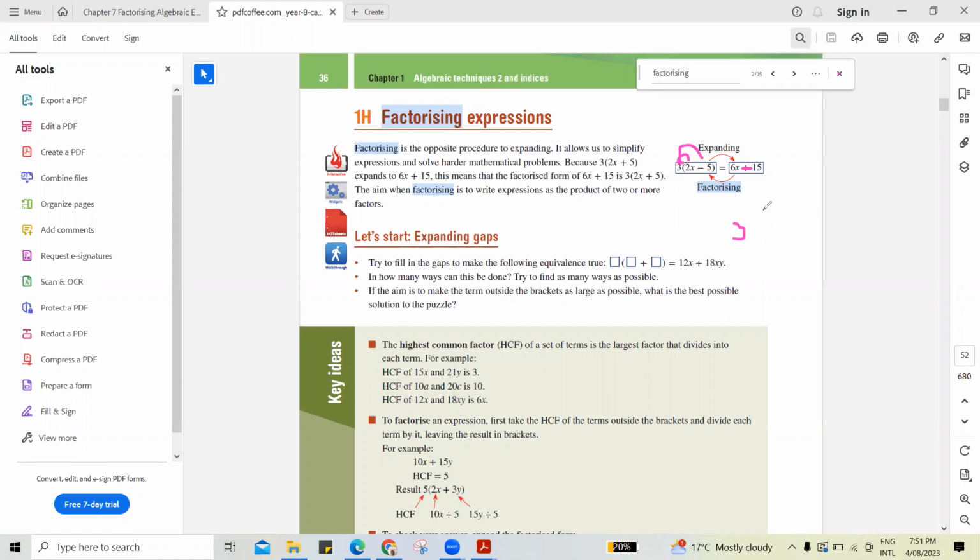If you write this one, 3 times 2x minus 5, we are going to expand it to 6x minus 15. When you factorize, you come in backward. The factor is 3, common to these two terms, 6x and 15. I mean, both numbers can be divided by it.